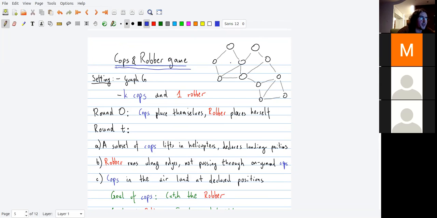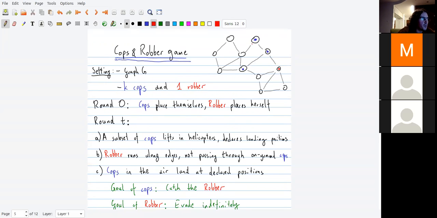So imagine that you've got a graph on which the game will be played, and there are k cops that try to catch one robber. So the game starts with the cops placing themselves on some vertices, for instance, vertices like that. And the robber also places herself on some vertex. Of course, the cops would like to catch the robber. So what happens in a round of the game? The round consists of three steps.